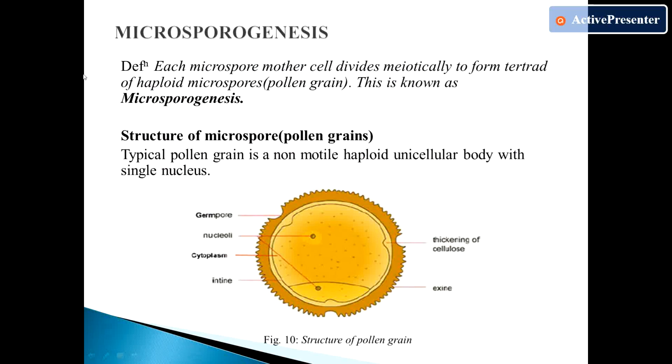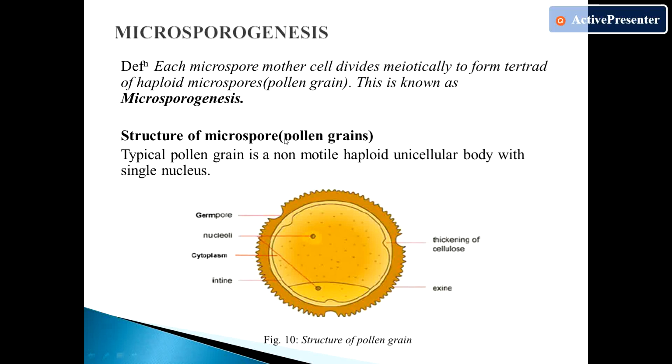Then when the anther dehisces, the pollen grains will mostly be at the 2-celled stage. Here each microspore mother cell divides meiotically, as I just told, to form a tetrad of haploid microspores, that is pollen grains. This is known as microsporogenesis. Microsporogenesis, genesis of microspores. Microspores means the pollen grain. Formation of pollen grain or development of microspores is known as microsporogenesis.